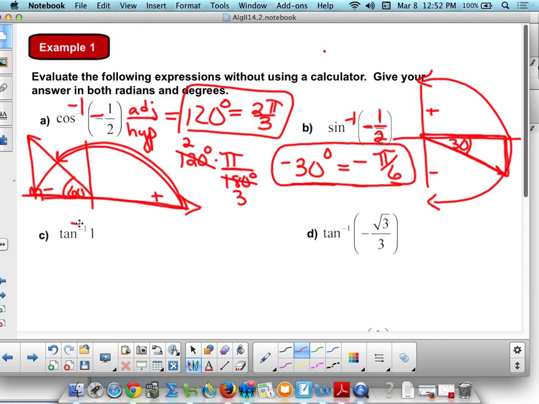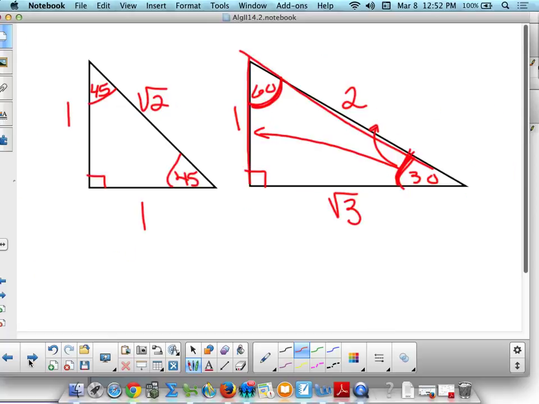This time it's inverse tangent of 1. 1 over 1. Tangent is just opposite over what? Adjacent. Go find the triangle that would give you 1 over 1. Which angle? Is it 30? Is it 40? Is it 45 or is it 60? 45. Yeah, look. Opposite 1 over adjacent 1. Oh, it's a 45.